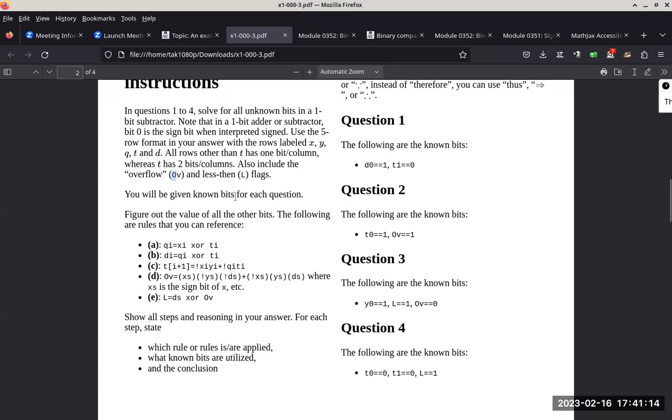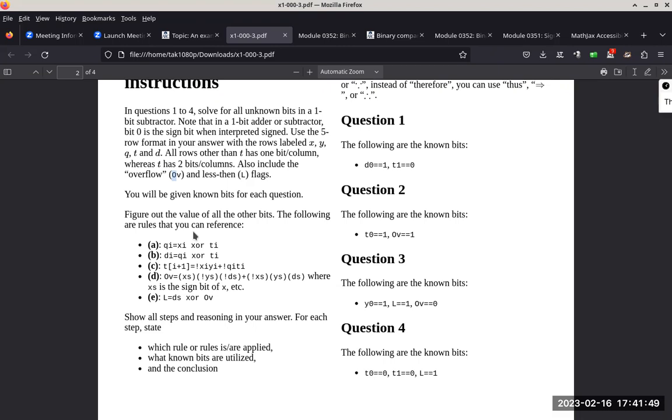You will be given known bits for each question. Figure out the value of all the other bits. The following are rules you can reference. In other words, this way you don't have to quote every single time and rewrite, oh, Qi is Xi exclusive or with Yi. So I'm giving you these A, B, C, D, E definitions just so that you can reference them. Whenever you want to say, oh, because of this reason, you just say, because of the following, blah, blah, blah, is the result or the conclusion.